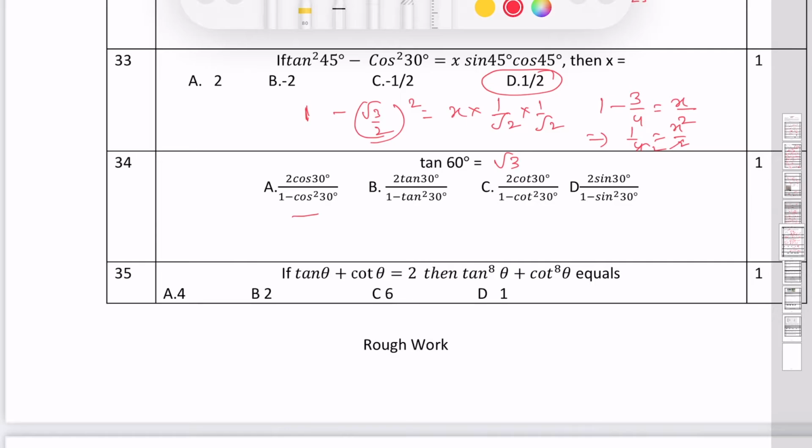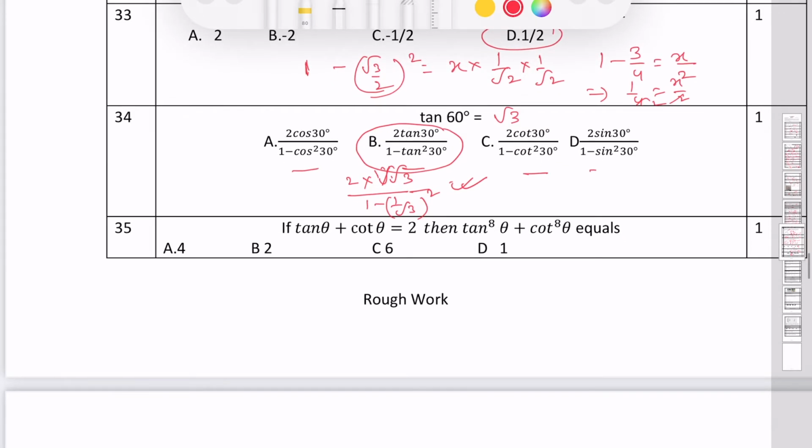Tan 60 degree we know is root 3. So from the options we have to find out which value will be root 3. So B we take 2. You have to put the value 1 by root 3. And 1 minus 1 by root 3 whole square, we see that this value comes root 3.